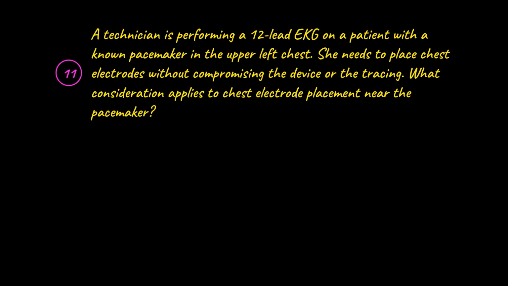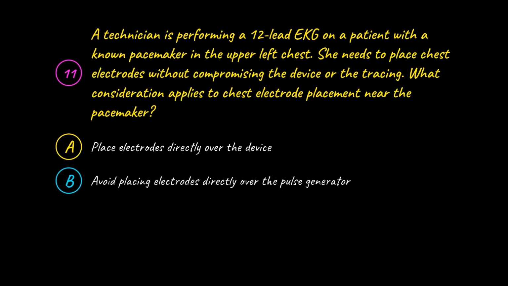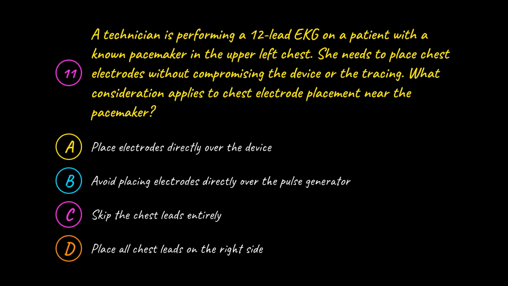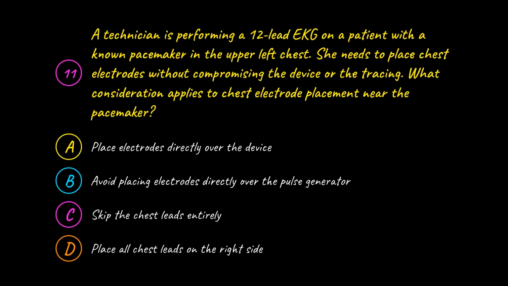Your options are A. Place electrodes directly over the device. B. Avoid placing electrodes directly over the pulse generator. C. Skip the chest leads entirely. D. Place all chest leads on the right side. Before I reveal it, which one do you think is right?